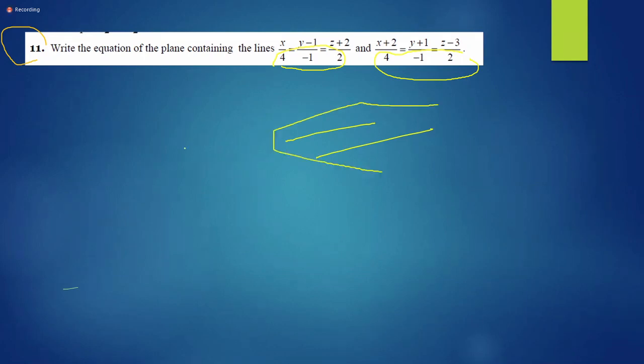That is, we need to find the normal vector because we can use any point. I know that on one line, the point is 0, 1, minus 2, that is from this, and the point on the second line is actually minus 2, minus 1, 3, that is from these, from x0, y0, z0 on the second line.